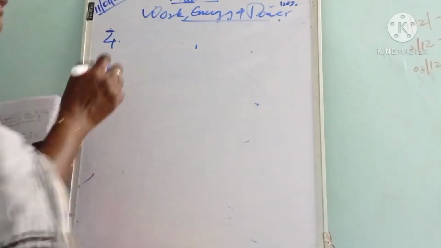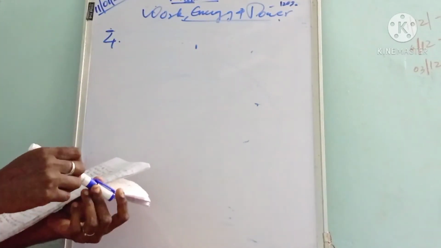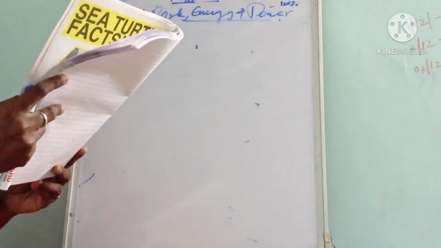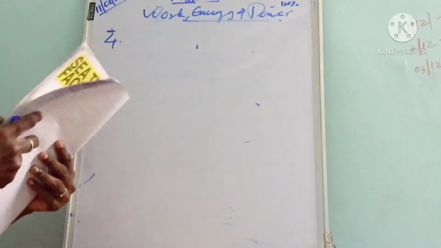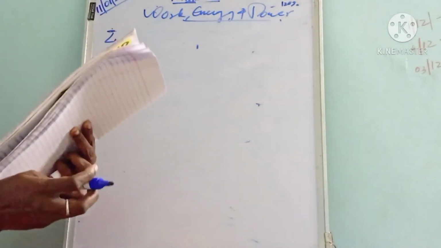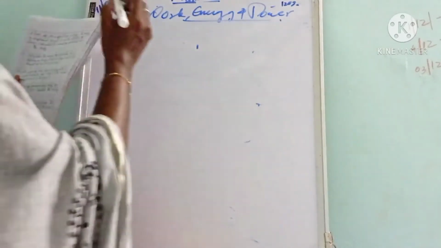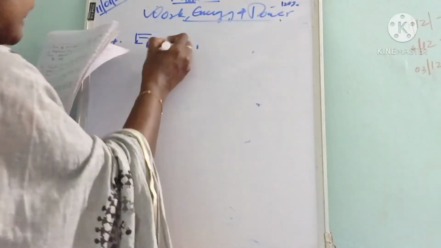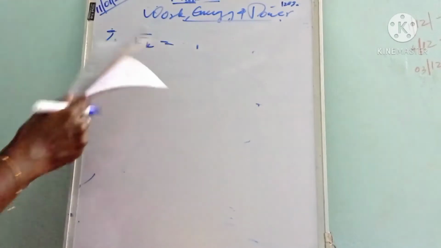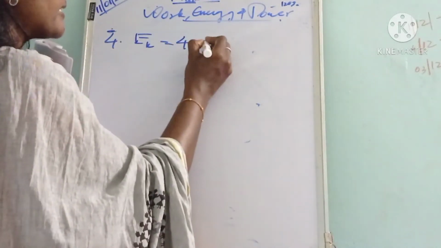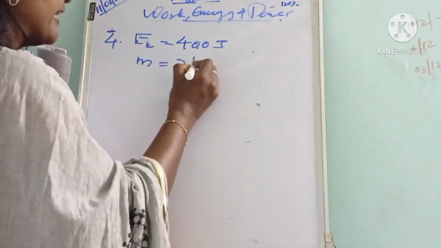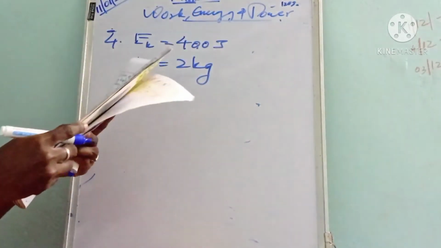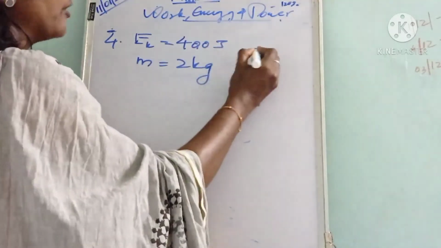Next, the fourth question is, kinetic energy possessed by a body of mass 2 kg is given as 400 joule. Calculate the velocity of the body. Here we have to calculate what? Velocity. The kinetic energy Ek is given as 400 joule and mass is actually 2 kg. We have to calculate velocity.